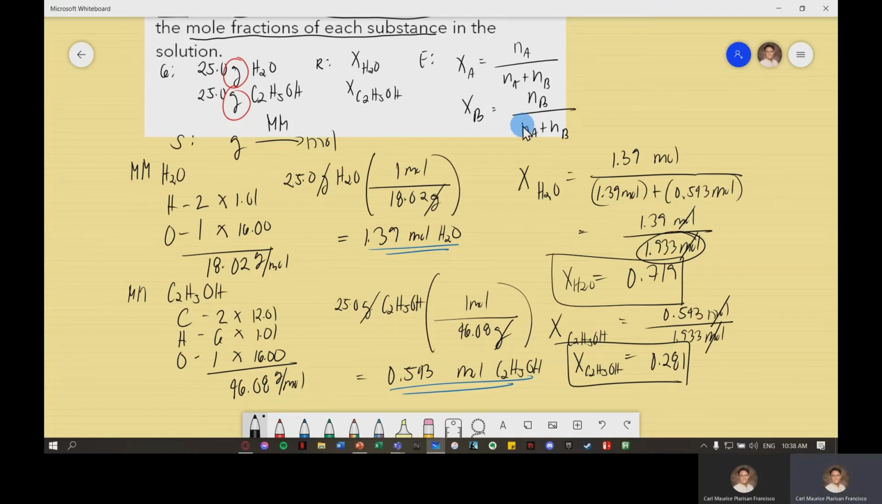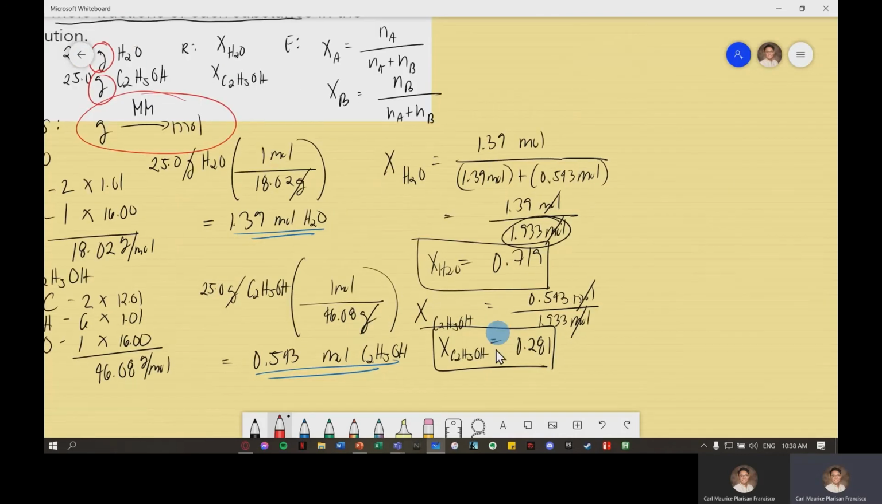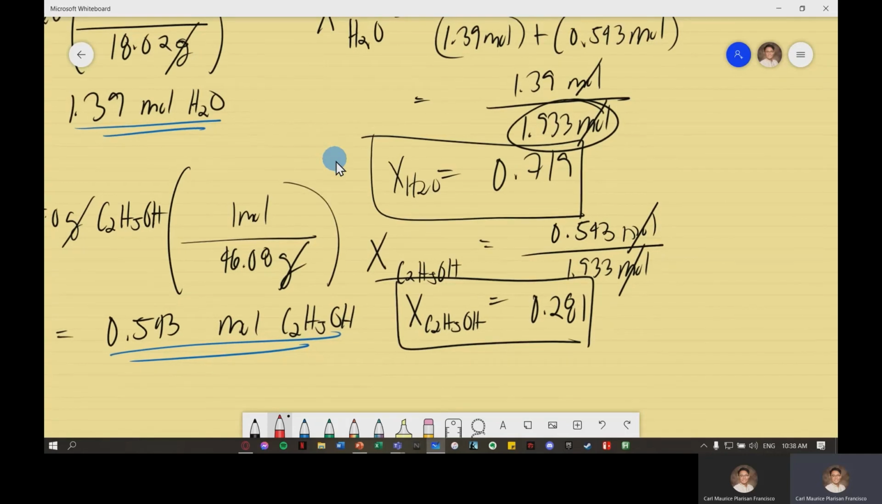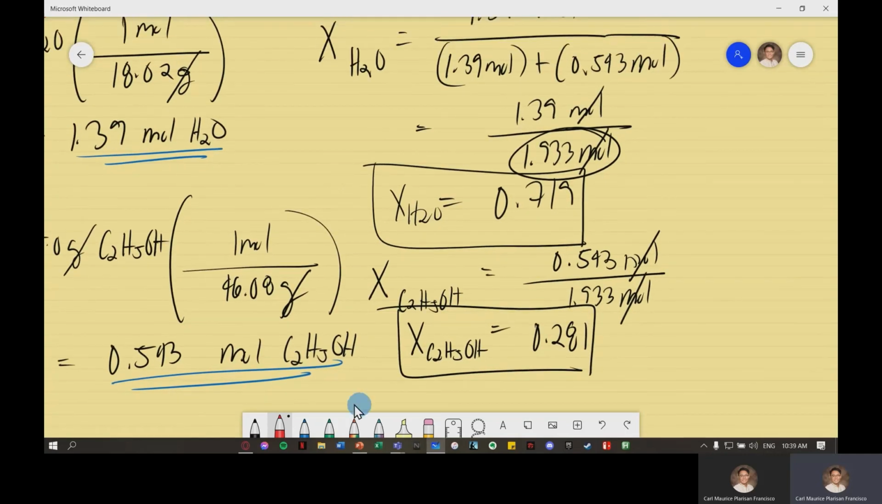Now since the given is grams and what is needed is mole unit, that is why I converted it first, gram to unit mole. After which, now that I have unit moles, I proceed with the main solution, having the answers 0.719 and 0.281.